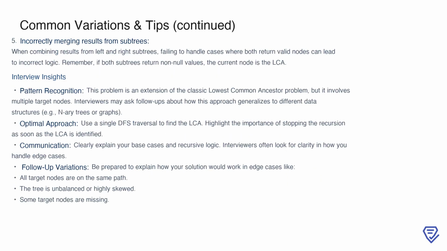Another potential pitfall is incorrectly merging results from the left and right subtrees. If both subtrees return valid nodes, that means the current node must be the lowest common ancestor. Failing to handle this properly can break the logic of your solution.